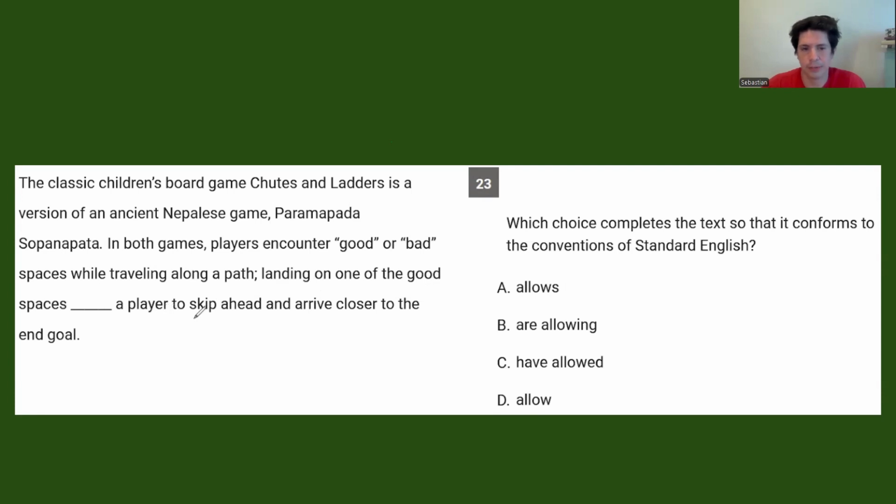A player to skip ahead and arrive closer. So what does it do, right? Are allowing? No, it's one thing, so it's not going to be plural. It's not in the past tense, so it's not going to be have allowed. And allow is if you're doing multiple things, but it's one thing, so it's allows. Landing on one of the good spaces allows. Okay.